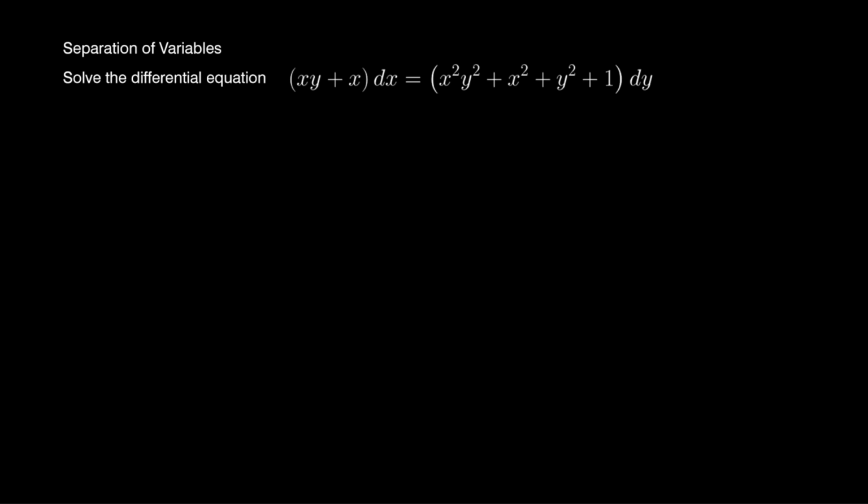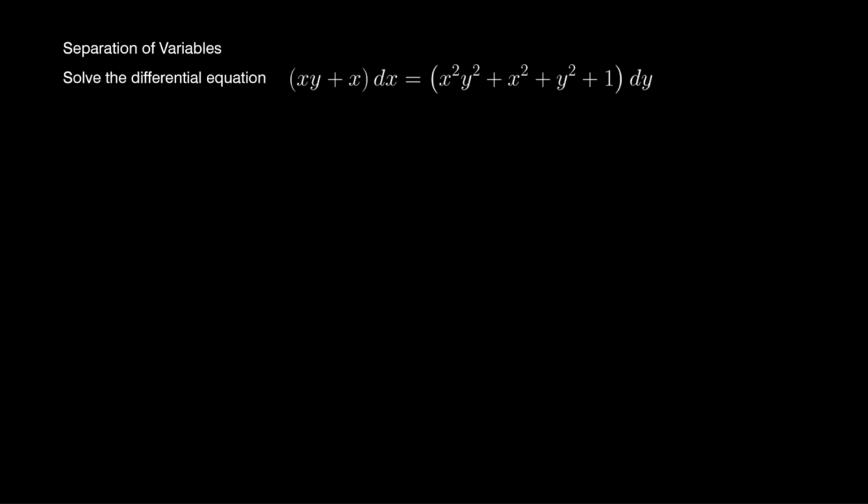Okay, this is exercise number 22 on page 25 of the book Elementary Differential Equations by Rainville and Bedient, 7th edition. Now, this is an exercise for separation of variables. We solve the differential equation (xy + x) dx = (x²y² + x² + y² + 1) dy. First, we are going to simplify this.